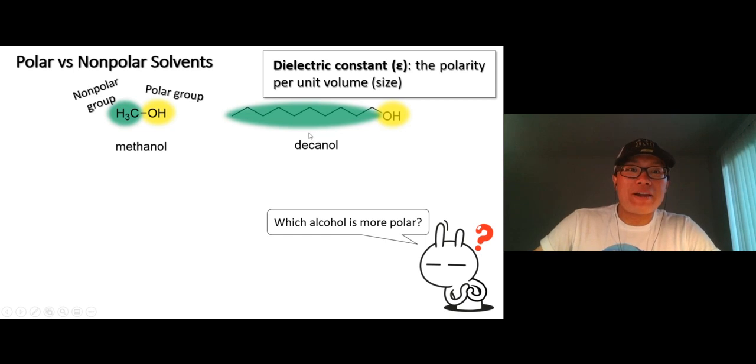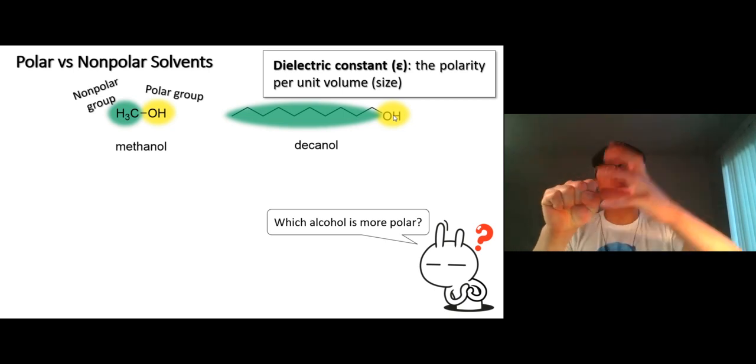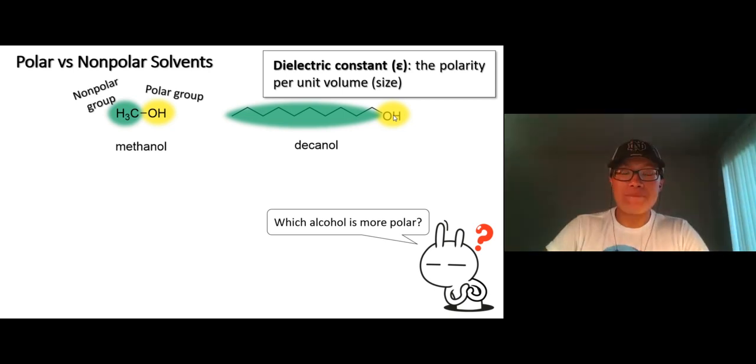So if you compare the polarity of methanol and decanol, you can see that methanol is small. They have the same polar group there, the same strength, with a small structure. Methanol is going to be polar, but in decanol the non-polar group is really, really big, and it trumps the effect of polarity from the OH. So decanol is actually not that polar. So when you consider the polarity of the compound or the solvent, you have to consider the whole molecule, the size of the molecule. If the polar group is really small but the non-polar group is really, really big, that compound is actually non-polar.